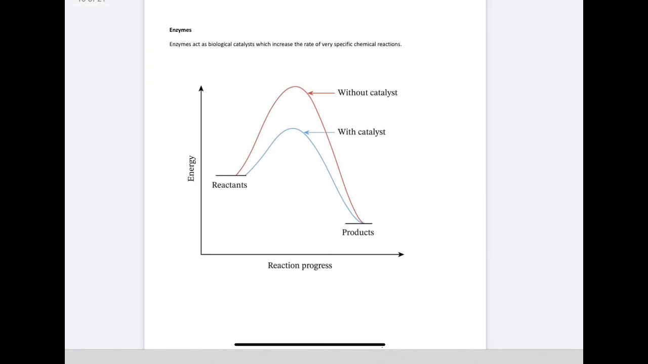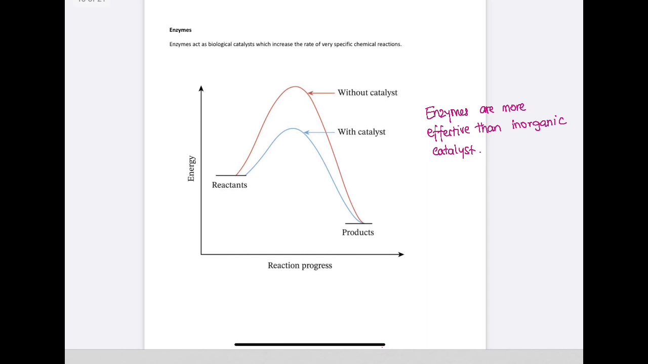Now, enzymes are biological catalysts, and they work in specific chemical reactions. So depending on the reaction, you have specific enzymes that will catalyze the reactions. And normally, enzymes are more effective than inorganic catalysts. They are also very specific, which means that they catalyze only one particular reaction, and due to that specificity, enzymes do not produce byproducts. And enzymes work at very mild conditions.